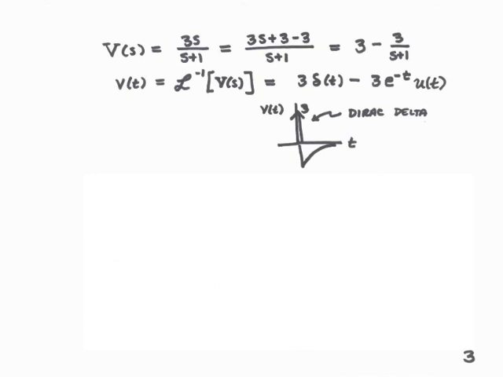Now to finish this example, we'll take the inverse Laplace transform. So v of s is 3s over s plus 1, which we can expand to 3 minus 3 over s plus 1. We can then take the inverse Laplace transform of this, and we find v of t is 3 times the Dirac delta minus 3e to the minus t u of t, which we graph here. You notice there's a Dirac delta of strength 3 at time 0. This is what's necessary in terms of velocity to cause the position to jump discontinuously at that time.